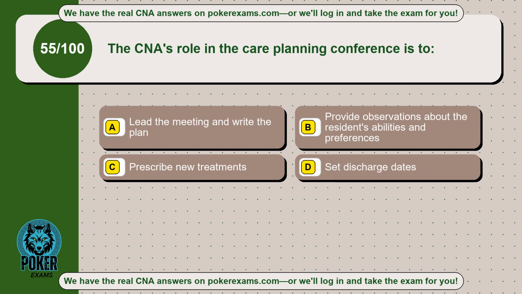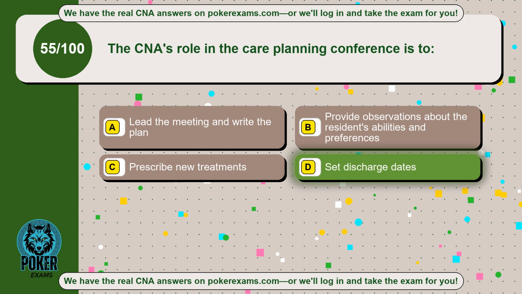Question 55. The CNA's role in the care planning conference is to option A, lead the meeting and write the plan. Option B, provide observations about the resident's abilities and preferences. Option C, prescribe new treatments. Option D, set discharge dates. The correct answer is option D.